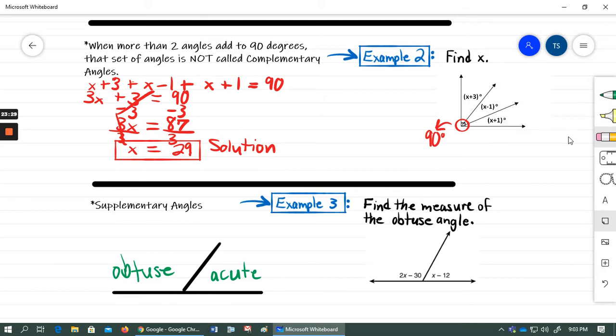All right, so I'm going to erase all of that. But again, guys, if they say find the measure of the obtuse angle, they're talking about this measurement right here on the left side. They're talking about this one here, okay? They say find the measure of the obtuse angle. That right there would be the one they're talking about.